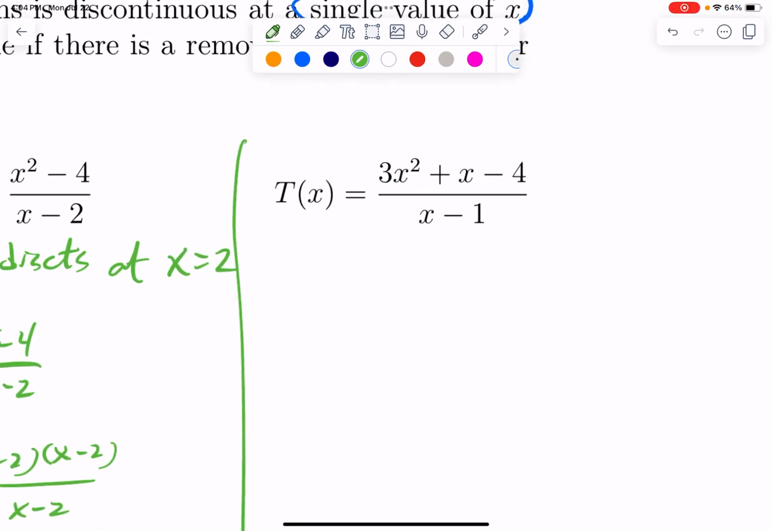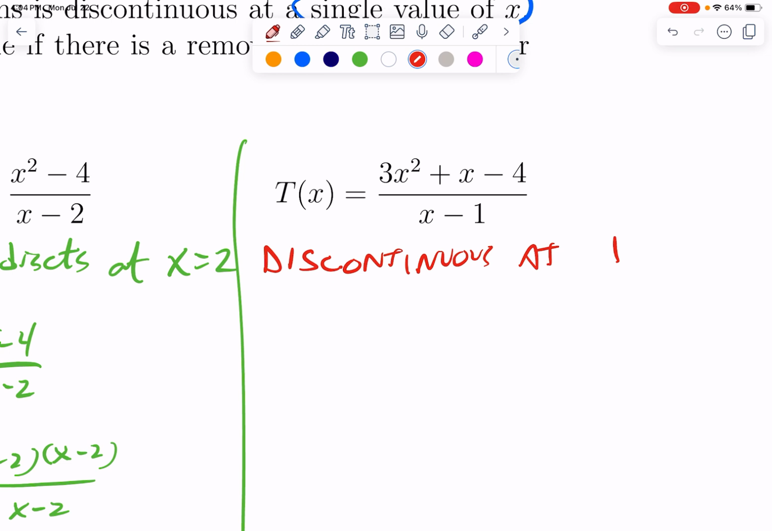And our last example here, the discontinuity is at 1. Discontinuous at 1. Right? Because we always talk about x coordinates when we talk about continuity, you can get away with just saying it's discontinuous at 1, because we know this means x equals 1.